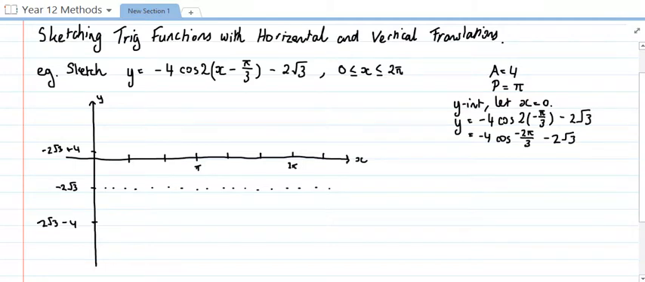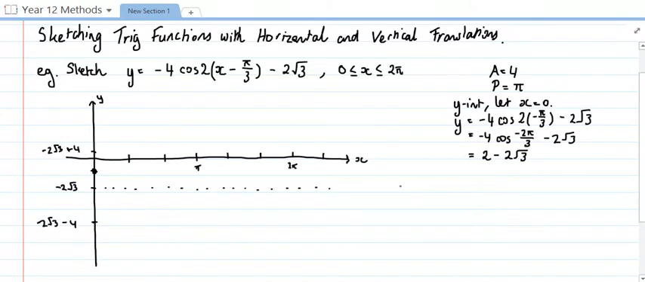minus 2 root 3. Now, cos of negative 2 pi on 3, that's going to be in the third quadrant, so we know that cos is going to be negative there, and cos of pi on 3 would be the basic angle, which is just half, so this should just be negative half. Negative half multiplied by negative 4 is 2, and then we've got minus 2 root 3. So another way of looking at that would be negative 2 root 3 plus 2. So that's actually going to be up here somewhere. So that is the y-intercept of this graph.